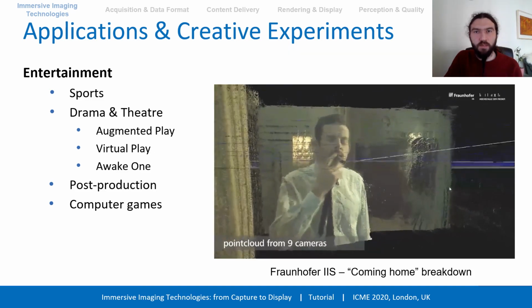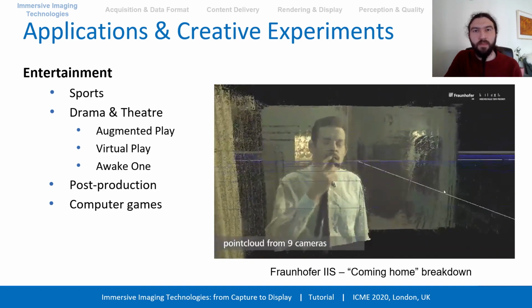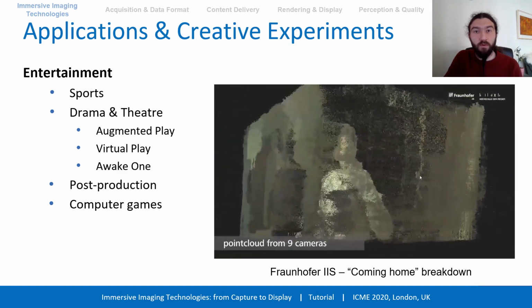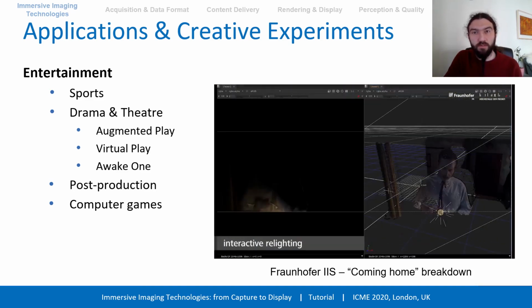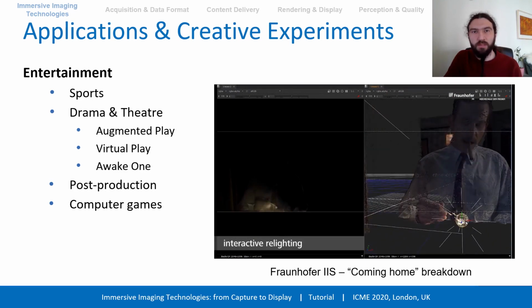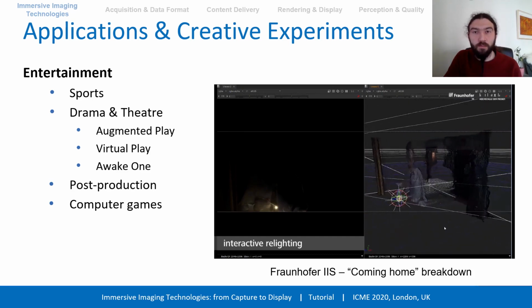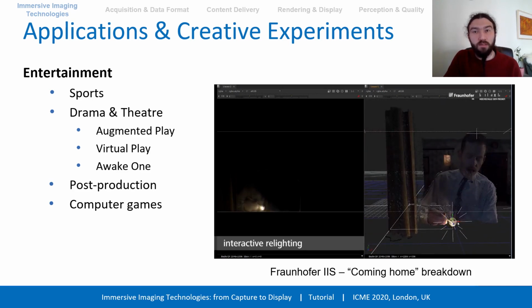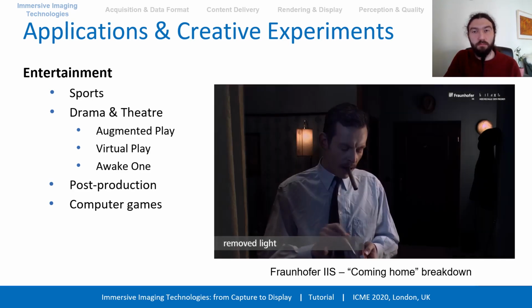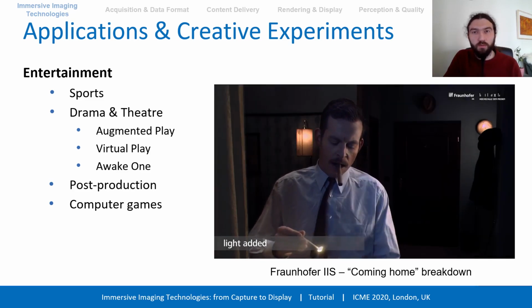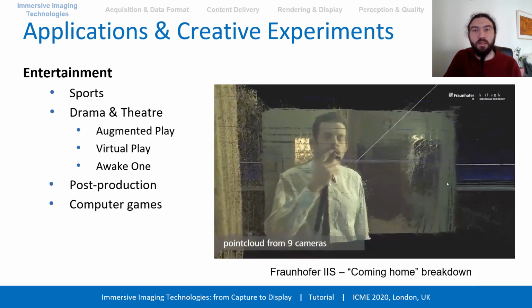The immersive imaging applications can also be used for post-processing. Here you see a post-production application which modifies the lighting of the scene. For this application, a point cloud is generated from 9 different light field cameras. The artist can then change various elements in the scene, such as lighting or other elements. Here you see an interactive relighting application in which the artists added a different light source to the scene which is already generated from different cameras. Also, other applications might include computer games and various other entertainment applications.